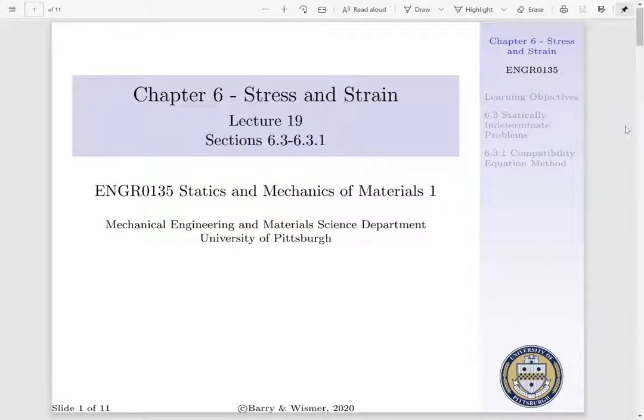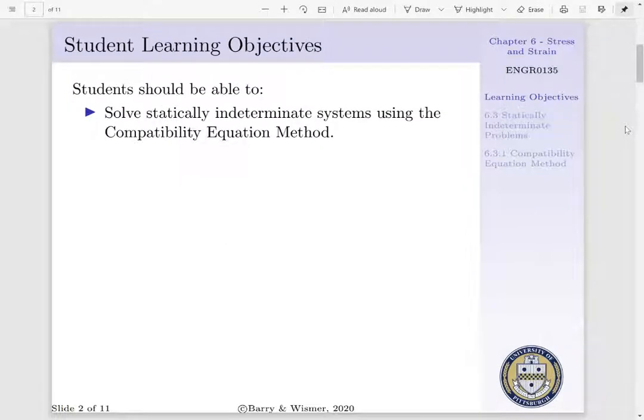Lecture 19 covers sections 6.3 through 6.3.1. At the end of today's lecture, you should be able to solve statically indeterminate systems using the compatibility equation method.